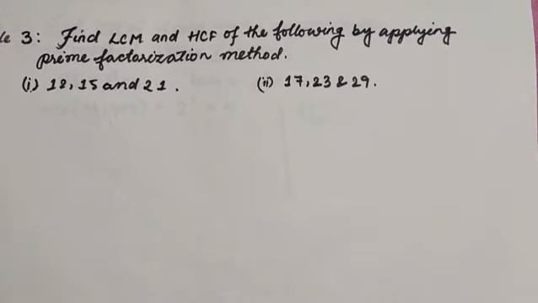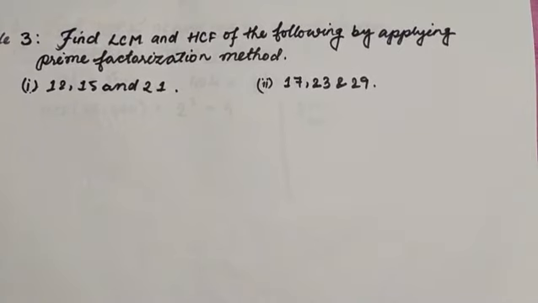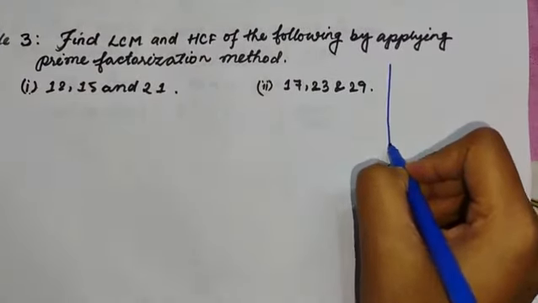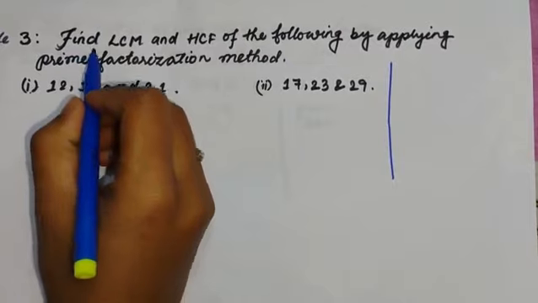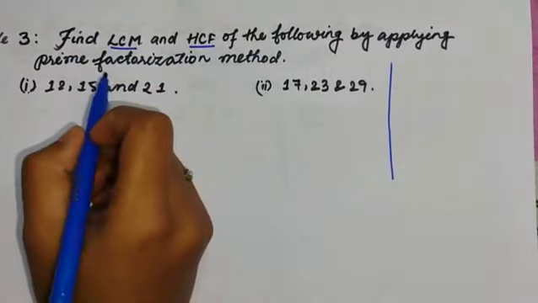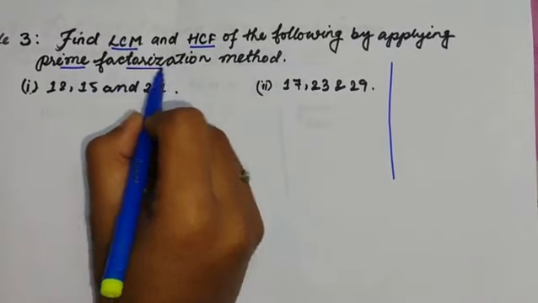Another video where we are going to learn question number 3 of exercise 1.1. So let's start. First, obviously, the question is: find the LCM and HCF of the following by applying the prime factorization method.